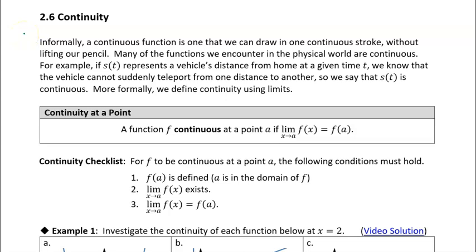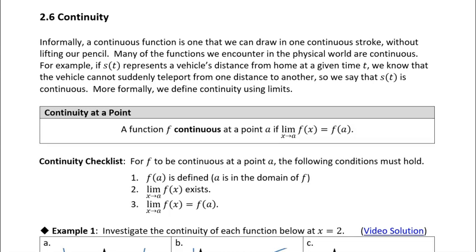In this section, we're going to talk about continuity. So what does it mean for a function to be continuous? The word continuous just means unbroken or uninterrupted. A continuous function is easy to recognize, I feel, if you see it graphed, because you can draw the graph of the function with one continuous stroke without lifting your pencil.